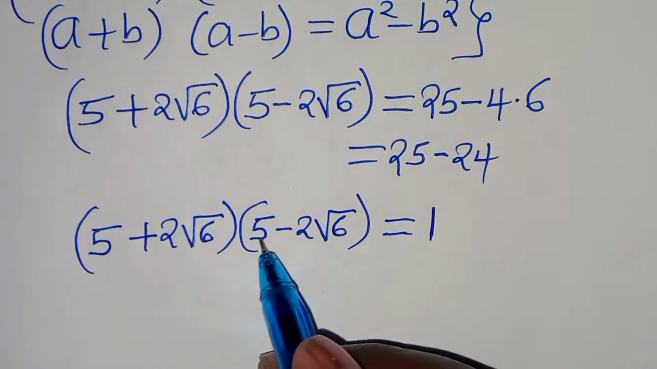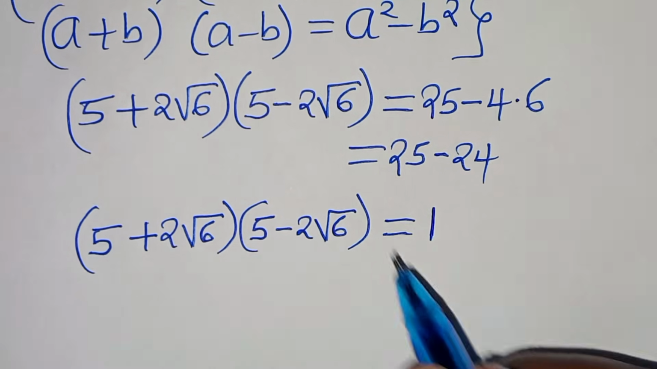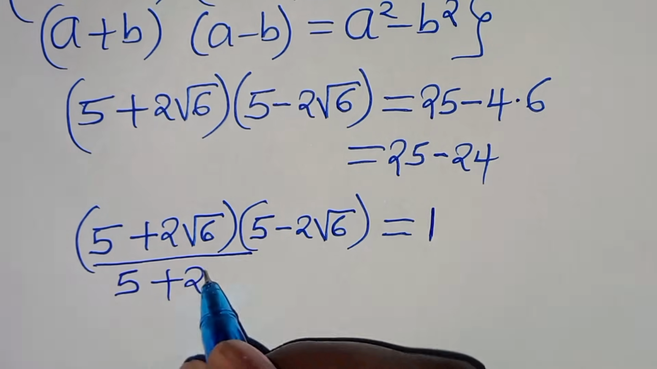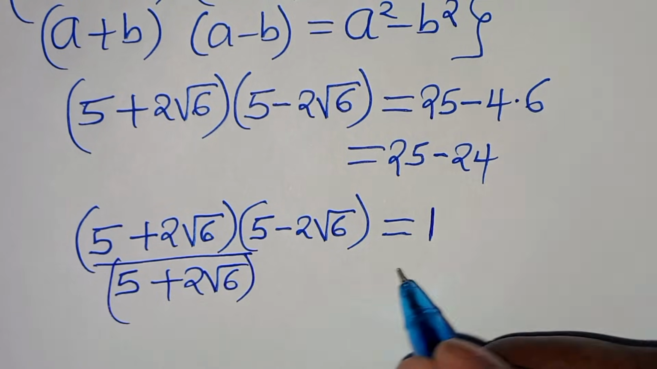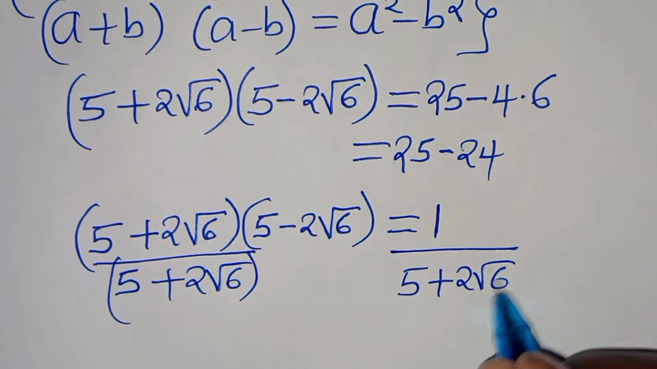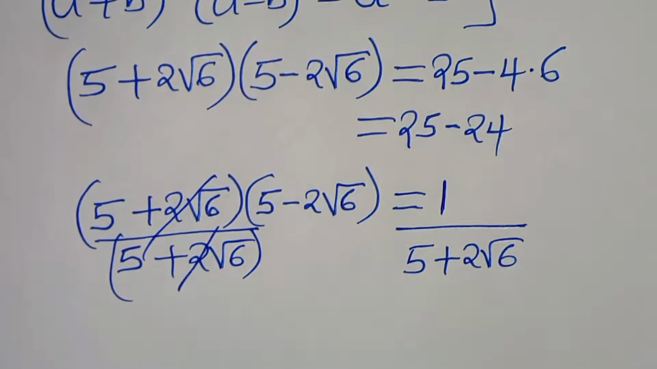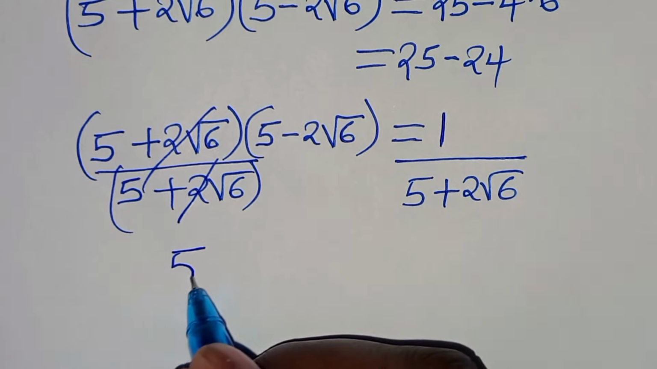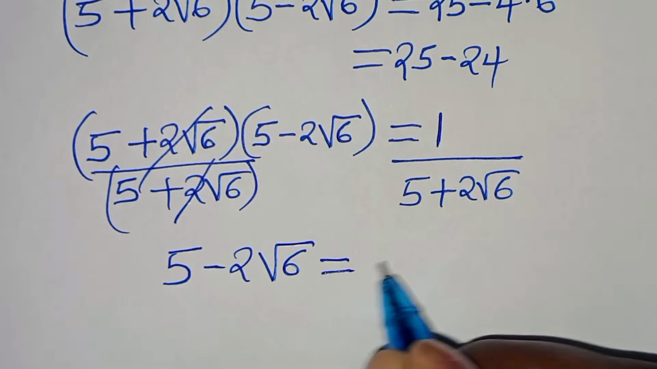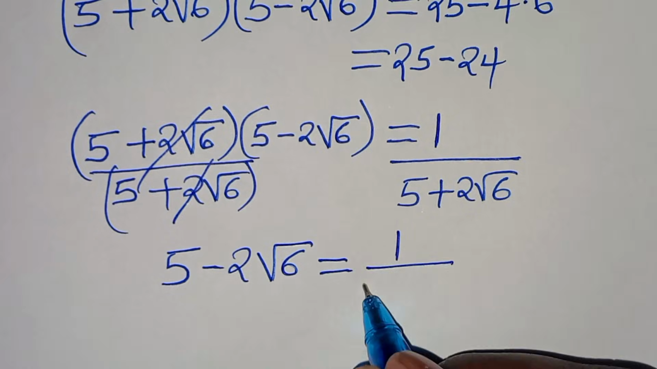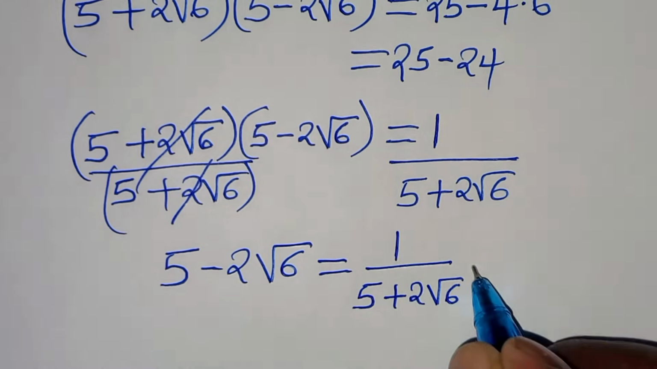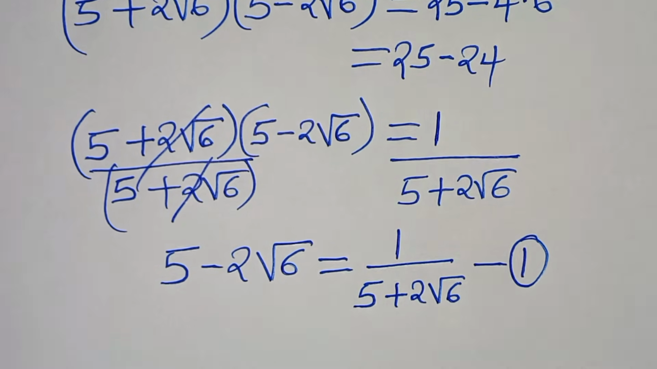Now, let's make 5 minus 2 square root of 6 the subject of the formula. So let's divide both sides by 5 plus 2 root 6. Here we have 1 over 5 plus 2 root 6. If we simplify, this means that 5 minus 2 root 6 is the same thing as 1 over 5 plus 2 root 6. Let's call this equation 1.